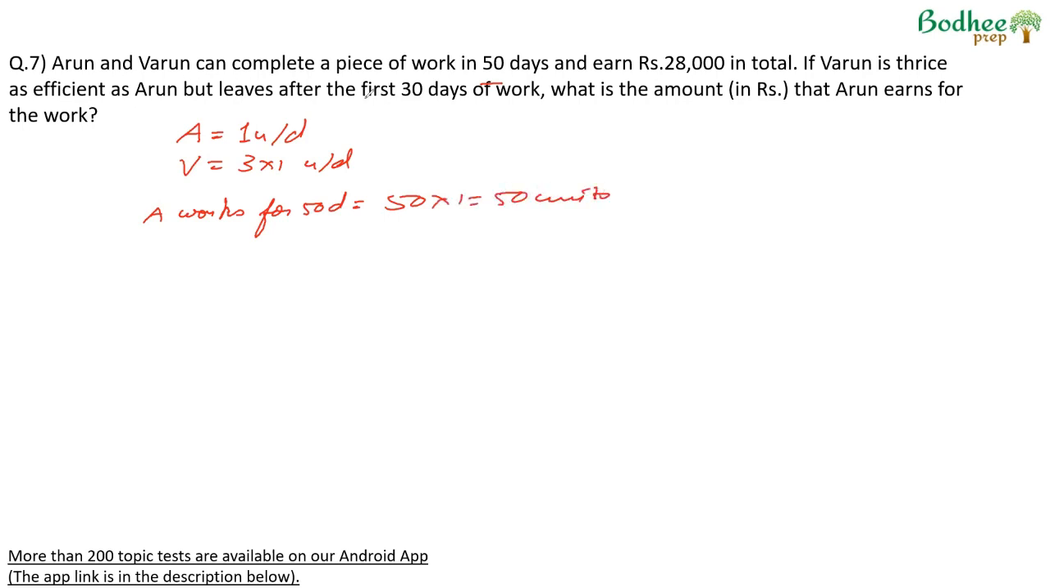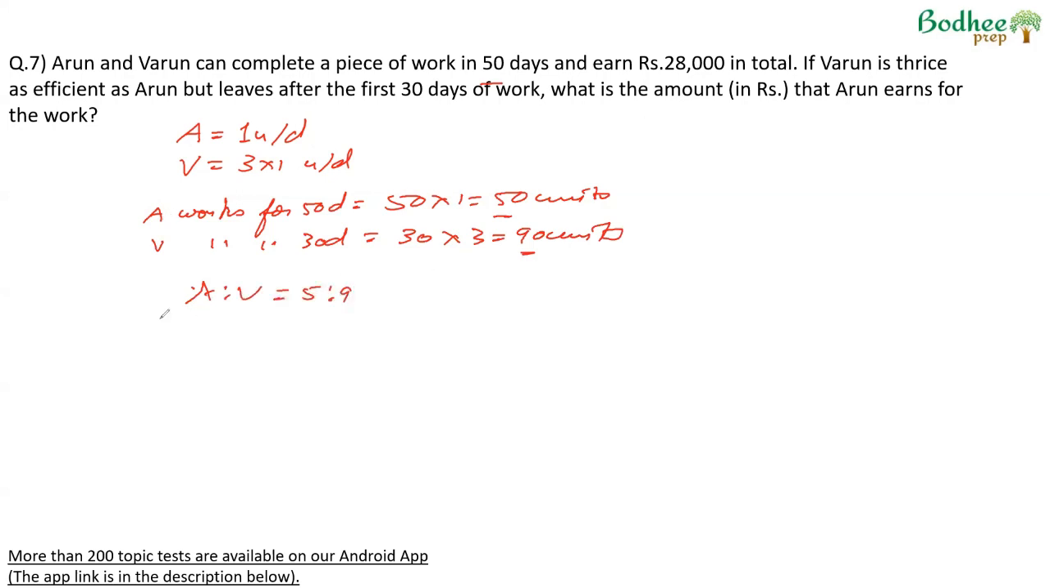Varun left after the first 30 days of work. So Varun works for 30 days. We'll end up doing 30 days, 3 units per day, therefore 90 units of work. Now, out of the total work, Arun has done 50, Varun has done 90. Therefore, the money will be divided in the ratio of the work done. A is to B, which is 5 is to 9.